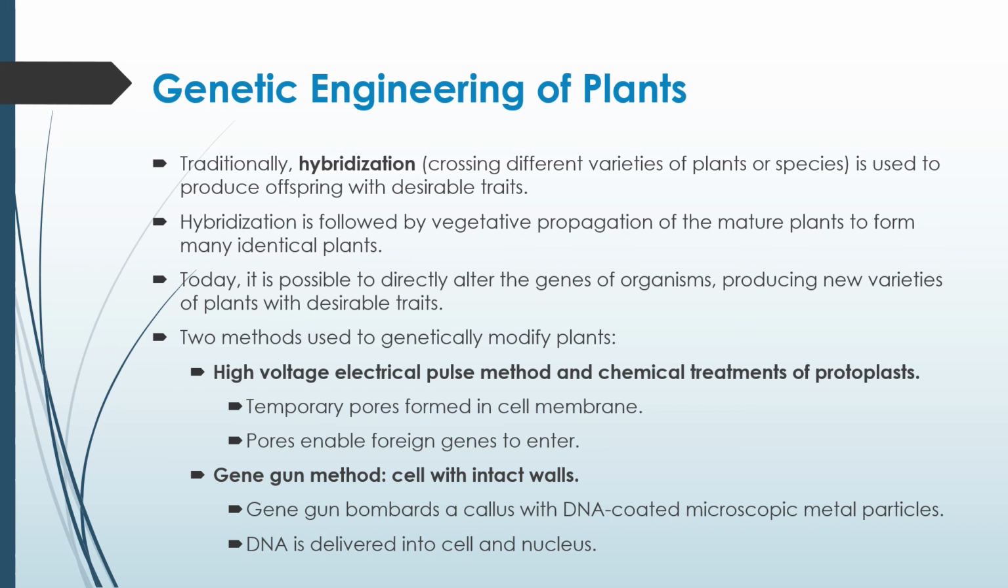Okay? So there are actually two methods used for genetically modified plants. So the first one would be the high voltage electrical pulse method and chemical treatments of the protoplast. So there are temporary pores formed in the cell membrane, and these pores enable foreign genes to enter. And then the second one would be the gene gun method, wherein the cell has intact walls. So the gene gun bombards a callus with DNA-coated microscopic metal particles, and the DNA is delivered into the cell and the nucleus. So these are the two methods they use for GMOs. Okay, specifically for plants.